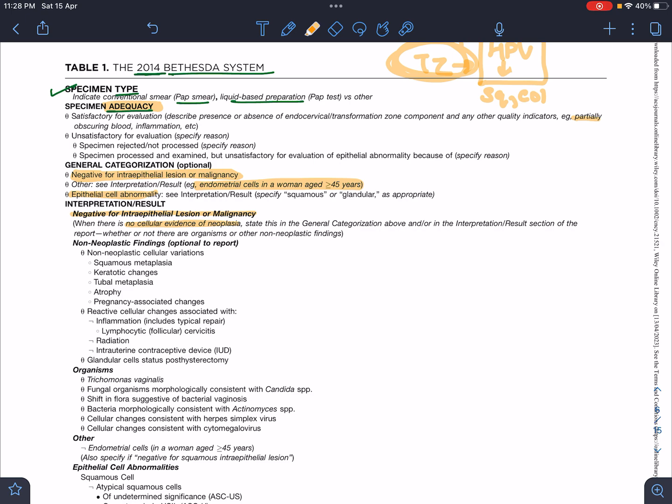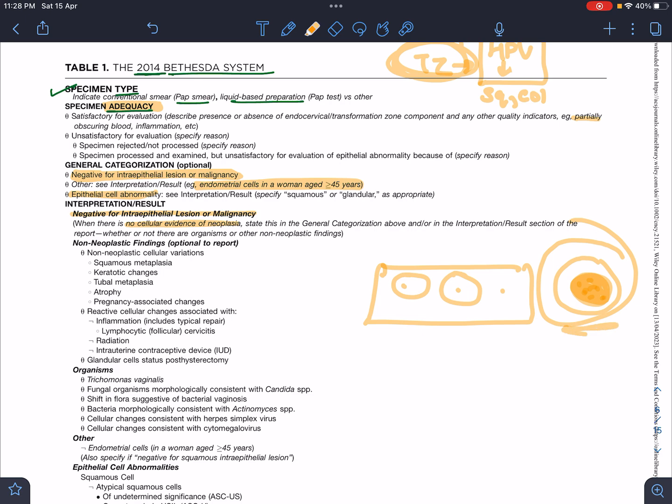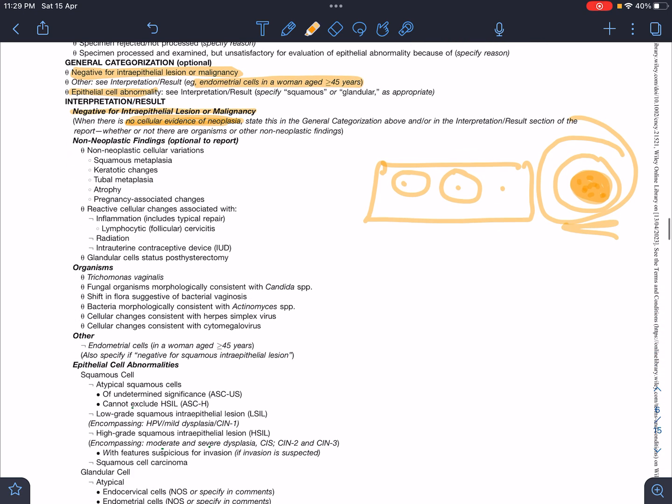That means when you were examining those cells, they appeared normal. The nuclear size was not increased, and multiple nucleoli were not there. All those things that we had read in the pathology neoplasia chapter in abnormal dysplastic cells are not there. So that means no cellular evidence of neoplasia. Now you have non-neoplastic findings, and then you have epithelial cell abnormalities.